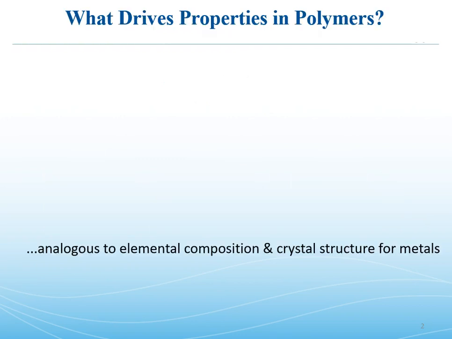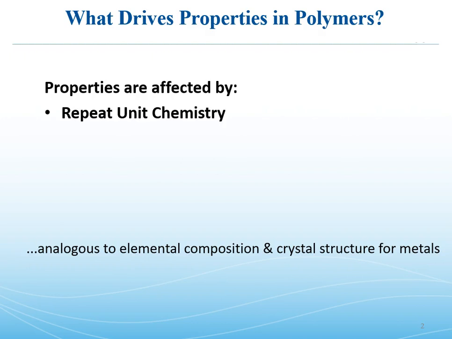So what drives properties in polymers? We have similar arguments to what we had with elemental composition and crystal structure for metals. So we've got a composition side and a structure side. Properties will be affected by the repeat unit chemistry itself. For instance, polyethylene and polypropylene will behave fairly similar compared to, say, PVC or even polystyrene, because that repeat unit is quite different. Molecular weight is the next biggest swing factor. Aside from repeat unit chemistry and whether something is effectively a thermoset or a thermoplastic, molecular weight is probably the single characteristic of a polymer that defines the majority of the properties.